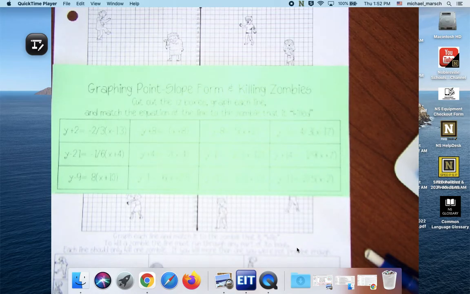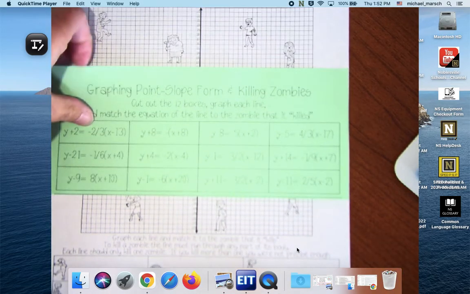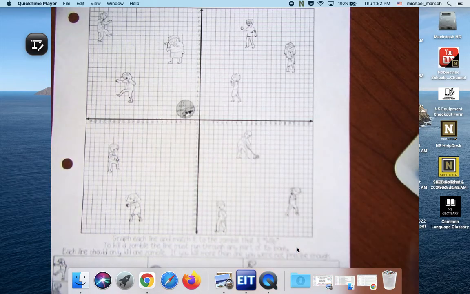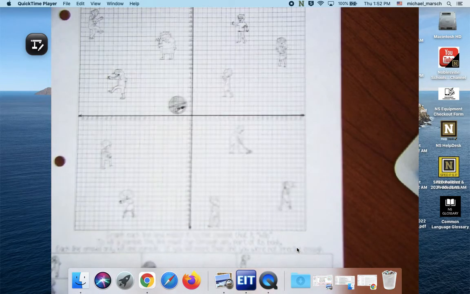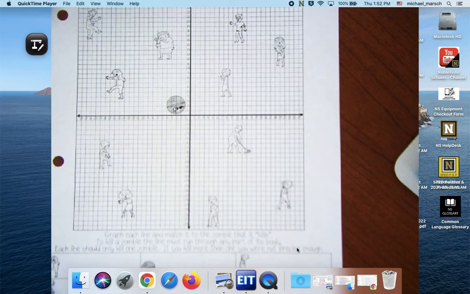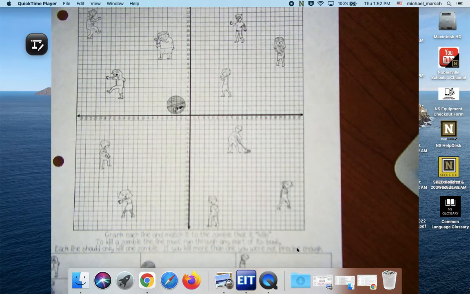Does it matter where on the zombie? I would just make the line go the whole width of the graph so you can see if it worked or not. So they're already in point-slope form for you. It's what we just did. Where do scissors come in? Because you have to cut out those green things and glue them next to whichever zombie the line goes through.